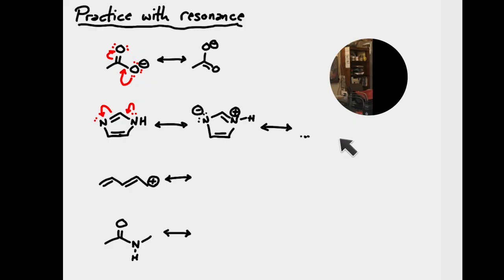I'd like you to practice some other structures on your own. You can check with me and see how you've done. This third system is now an even longer pi system. So you have these 3 atoms here where you can draw a resonance structure, and now you have this carbocation in the middle, and you can draw another resonance structure as well, and I'd encourage you to practice that one.